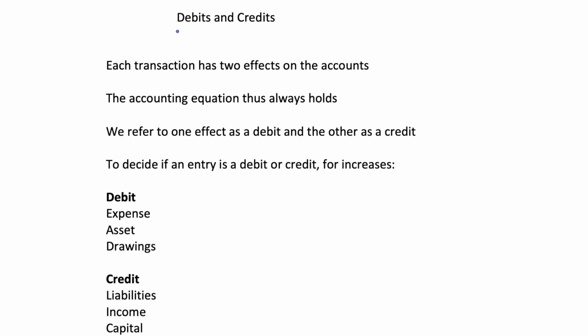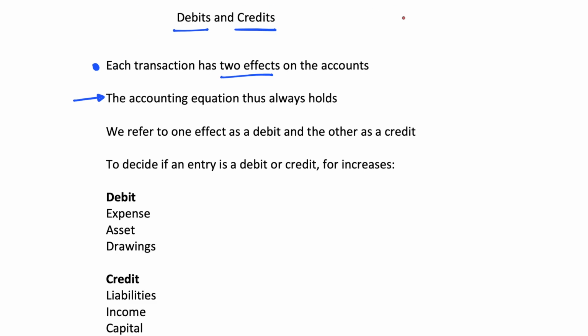Hi, so in this video we'll be discussing the concepts of debits and credits. So what these actual concepts are and what the differences are between the two of them. As we've discussed in the previous couple of videos, every transaction that a business undertakes has two different effects on the account. And this is so that the accounting equation always holds.